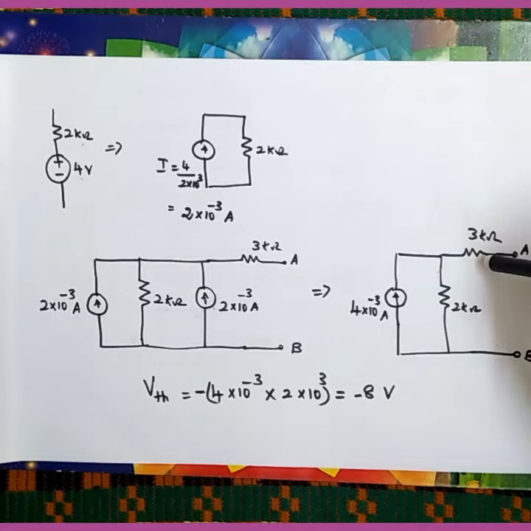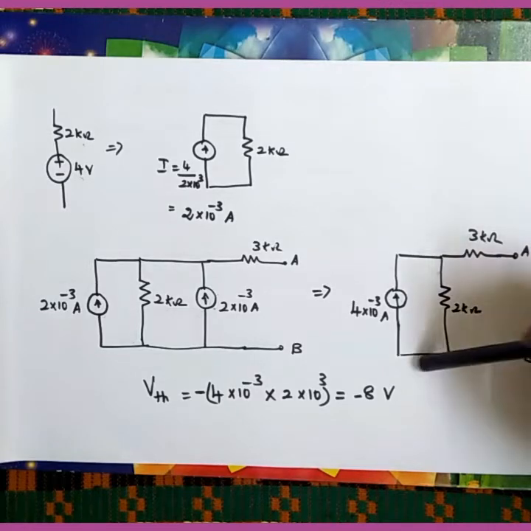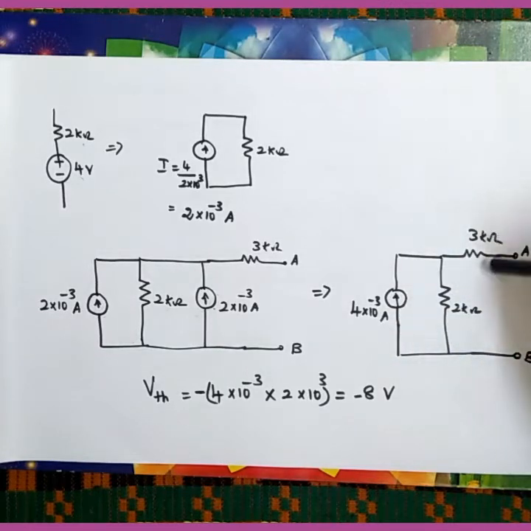We know that current always flows only through a closed path, so whatever current is coming out from the current source will flow only through the 2 kilo ohm resistor. No current flows through the 3 kilo ohm resistor, so the voltage drop V is equal to I into R. I is 0 in case of the 3 kilo ohm resistor, so there is no voltage drop across this 3 kilo ohm resistor. We will be traveling from A through the 3 kilo ohm resistor, the 2 kilo ohm resistor and reach B. So no voltage drop across the 3 kilo ohm resistor.